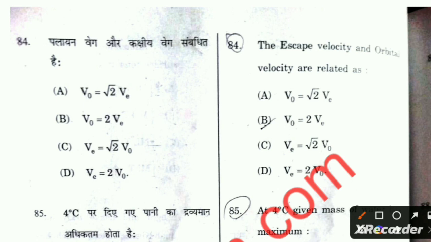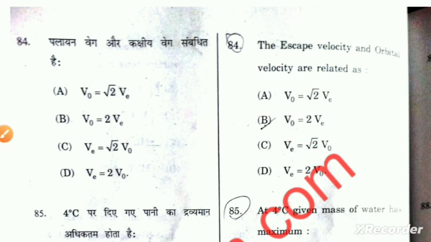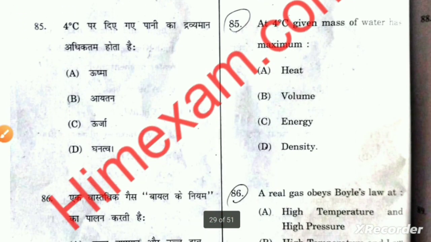Most of the students get confused in these two options, option B and option D. These two options are wrong, but you might confuse them with the second option and fourth option. So the right option is the fourth option. Escape velocity is double of orbital velocity, not the other way around. This is a wrong option. So the fourth option is the right option: VE is equal to double of VO. Move to the next question.